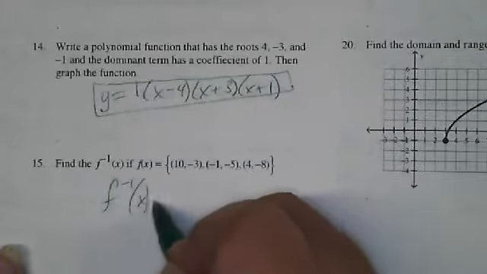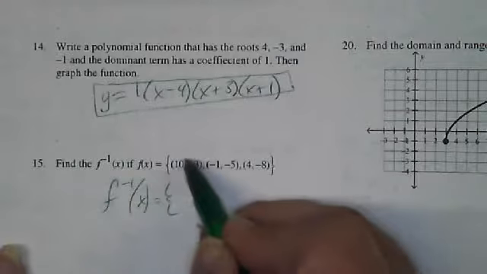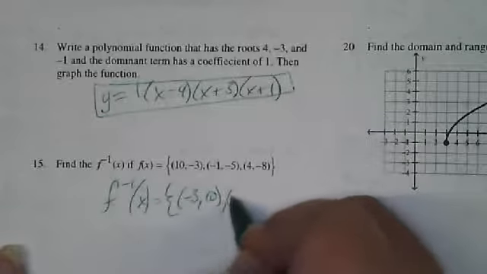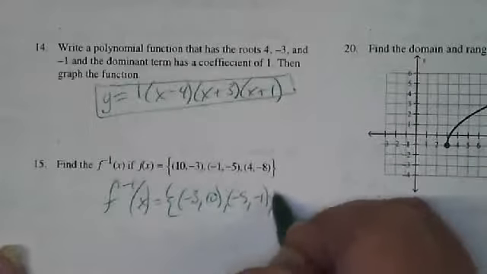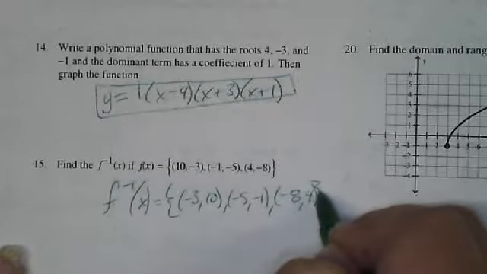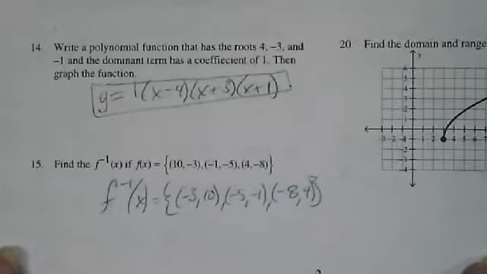Number 15, find the inverse if this is the original function. The inverse would happen when you traded those places, so that -3 would come first, the -5 would come first, and the -8 would come first. It just means the x and y trade places.